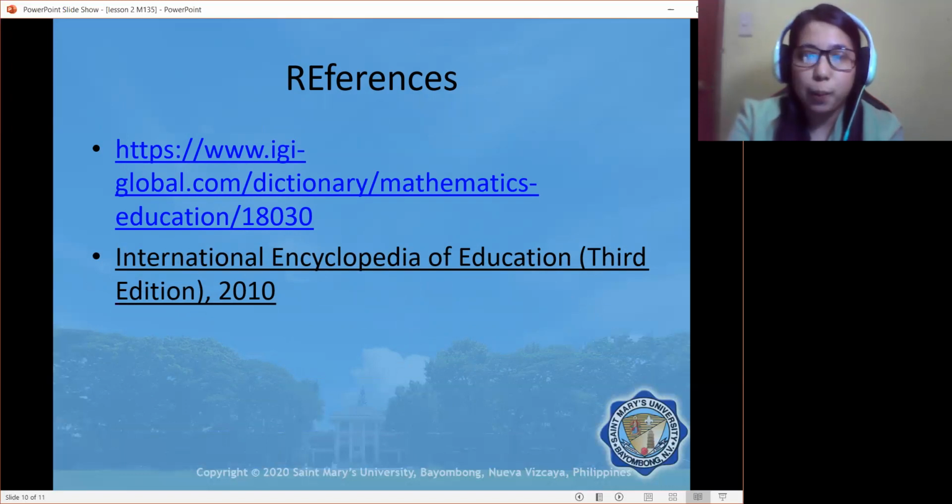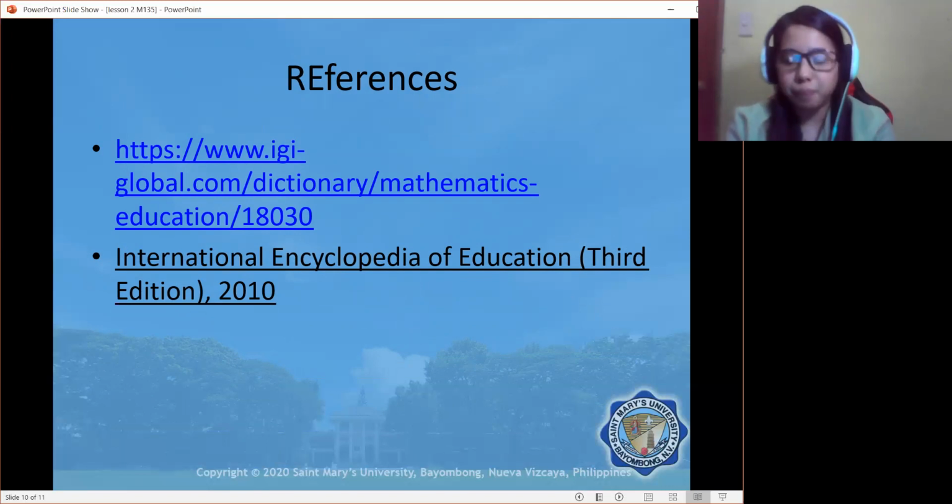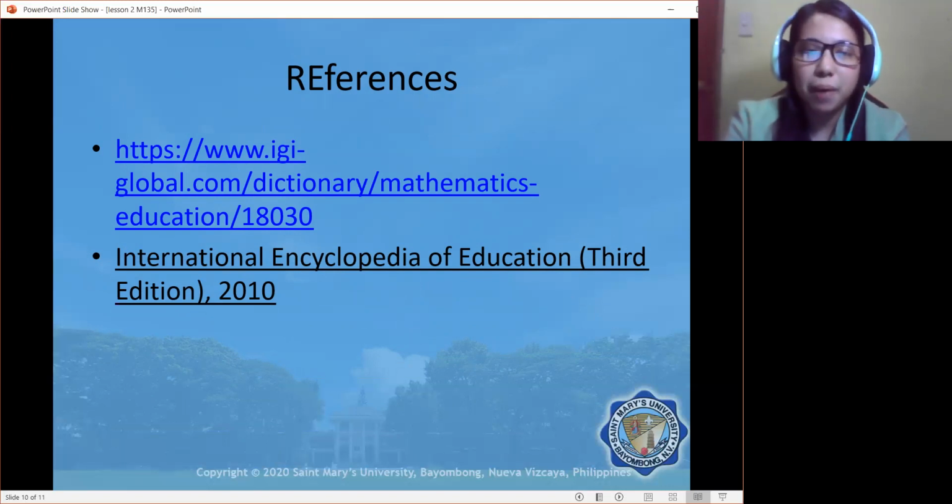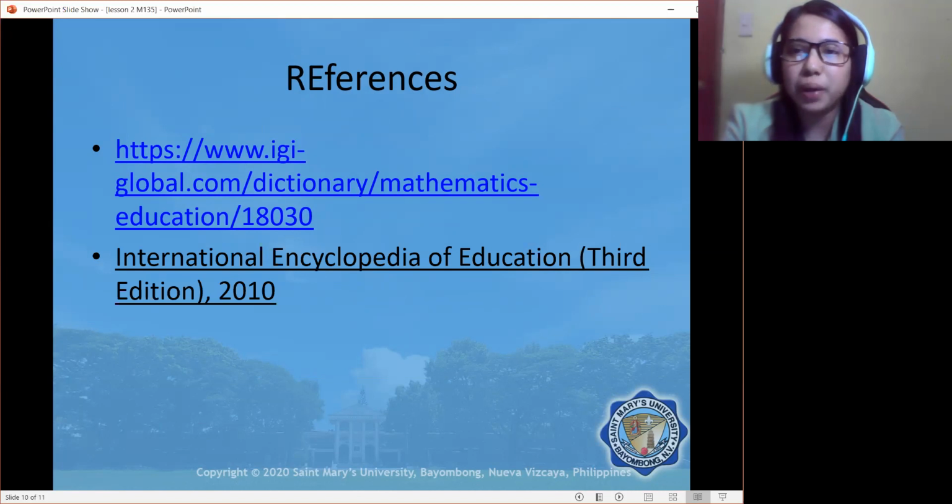Just to sum up, mathematics education is about teaching mathematics, assessing mathematics, and also coming up with ways to teach mathematics in a better way. It can be with the integration of technology, or the integration of activities like using games, and also exploring mathematics not only inside the classroom but also outside the classroom. And the focus is more on its applications in the real world.